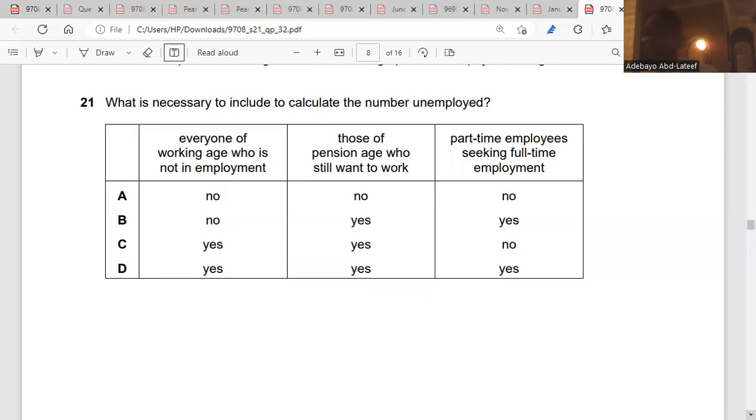Part-time employees seeking full employment. Yeah, they are part-time, but they are looking for more jobs. So we don't calculate with the number of unemployed. We calculate with pensions, and we calculate with those that are seeking a job. So the answer is B. Is it clear? Yeah.